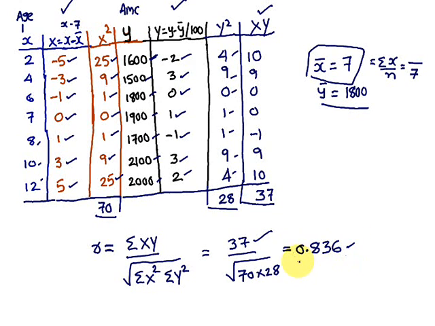So this is a positive value. Therefore, the relation between the age of the car and annual maintenance is positive, and it is approximately close to 1. That means as the car age increases, annual maintenance also increases, or if the age decreases, annual maintenance also decreases. This is the conclusion we got from the problem. Okay, thank you.